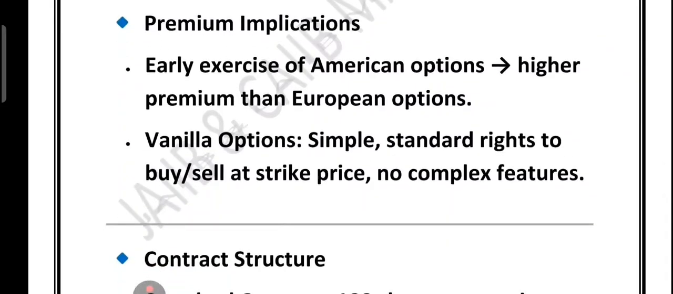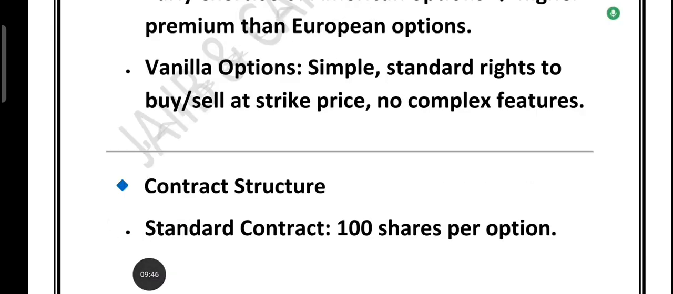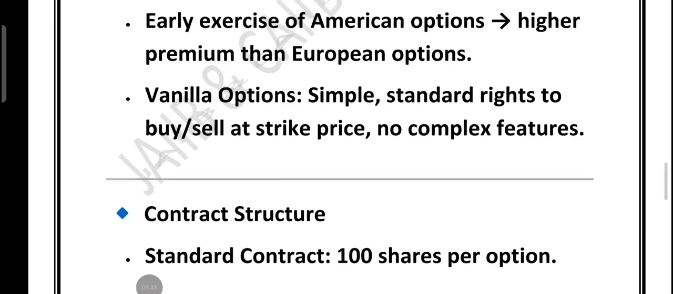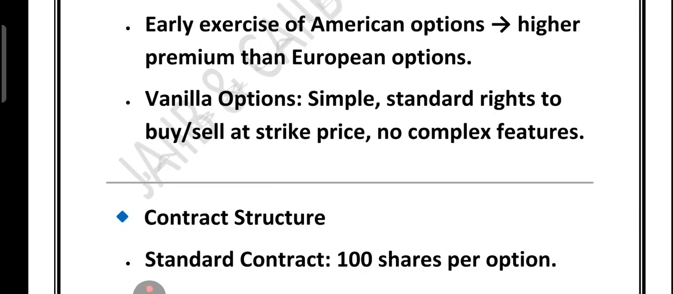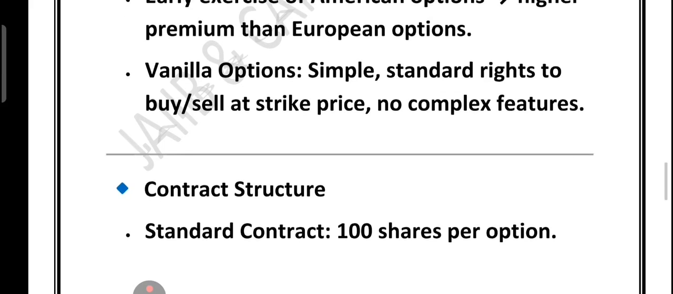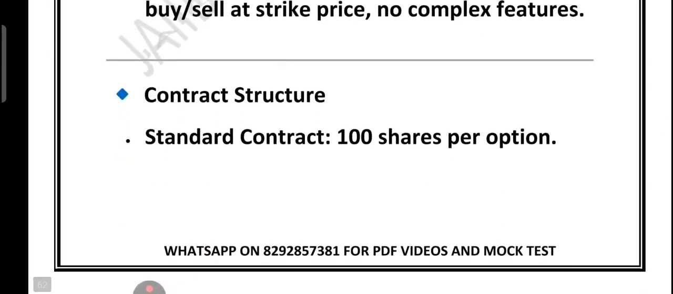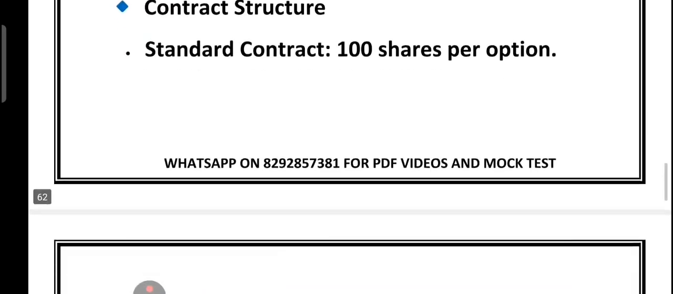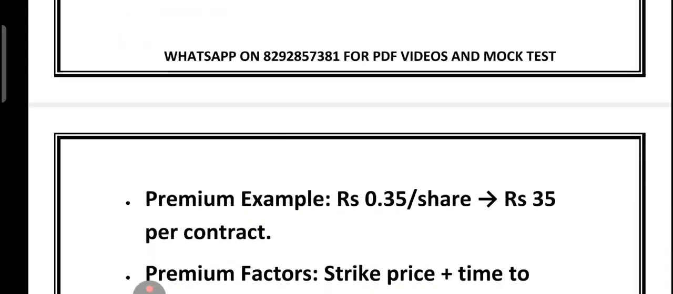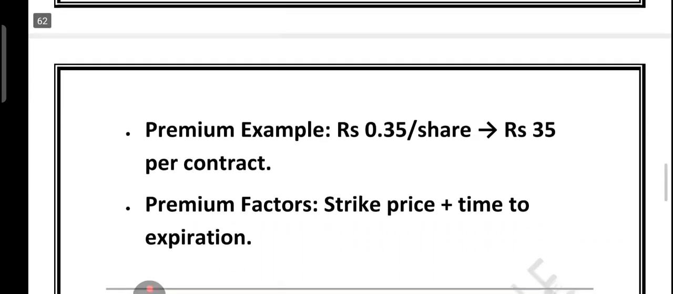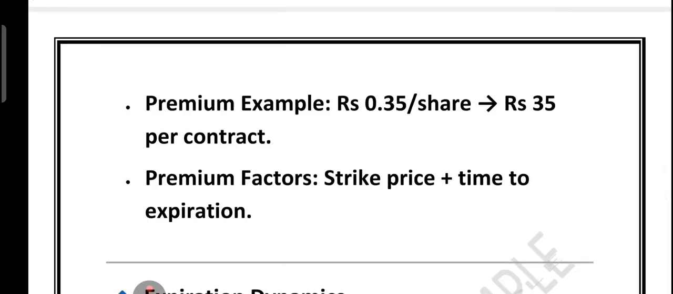Then we have the premium implication. American options are costlier than European ones because of the early exercise flexibility. And if we talk about the vanilla option, it is very simple, a standard option to buy or sell at the strike price. Now, if you look at the contract structure, a standard option usually covers 100 shares per contract. Like if the premium is 0.35 rupees per share, the total will be how much? 35 rupees per contract, and the premium depends on strike price and time to expiration. So remember, a contract means 100 shares, and the premium has two components, strike and time.